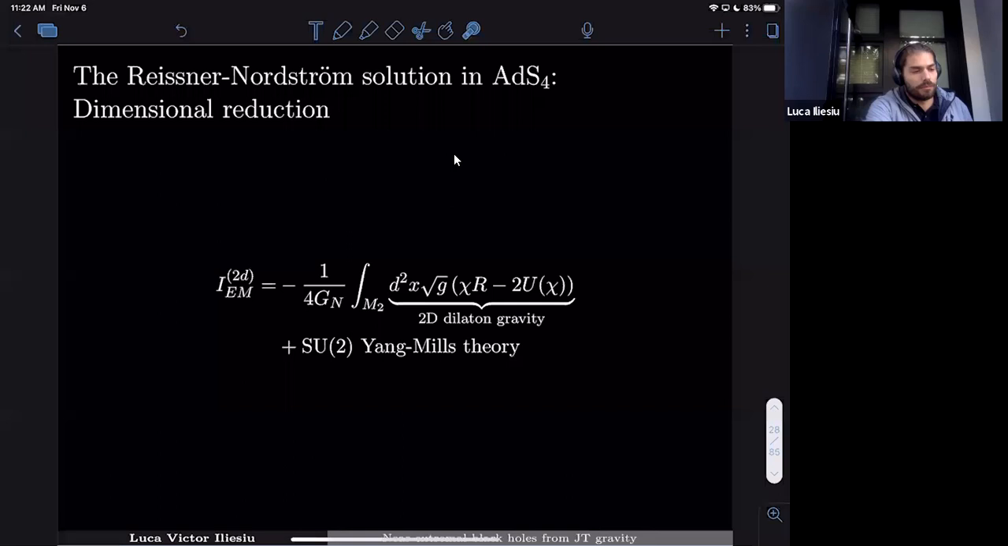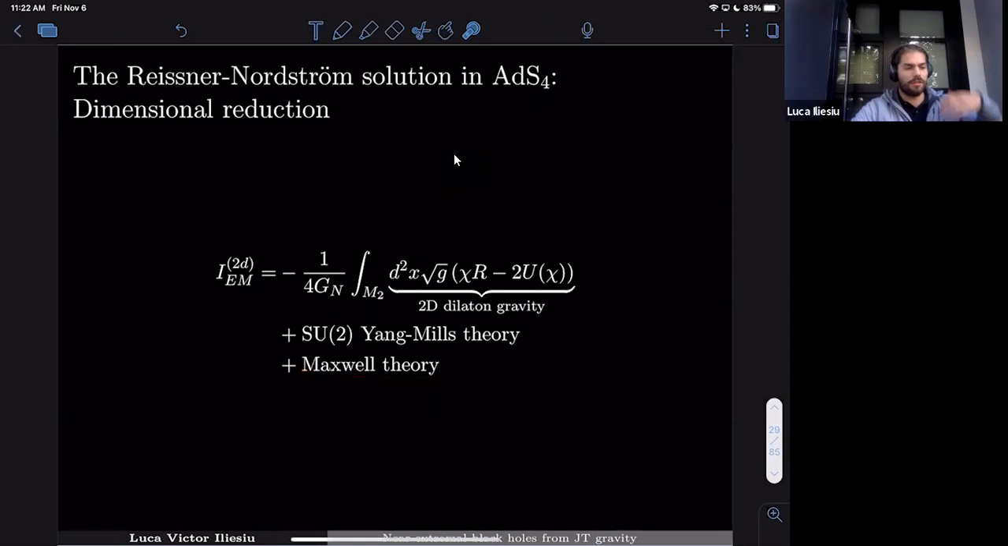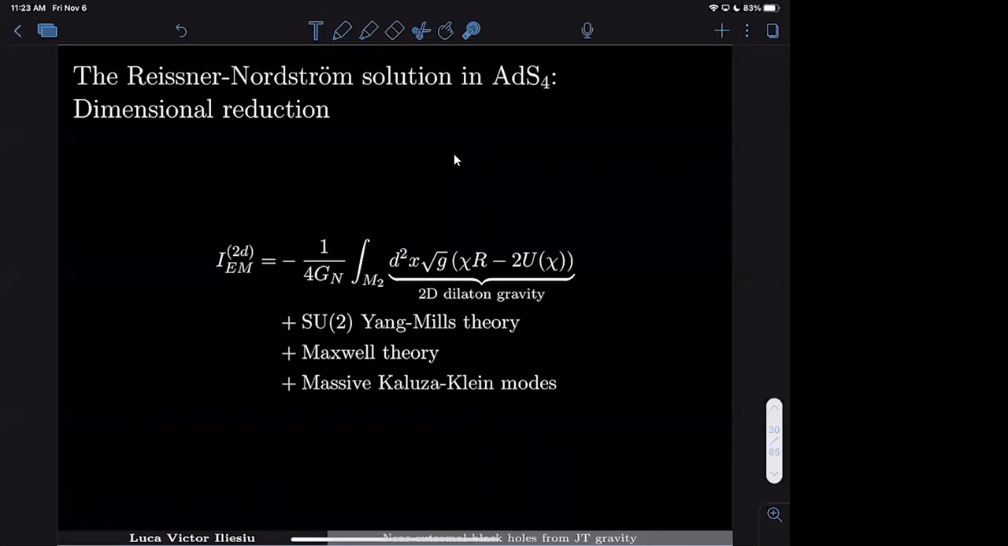The metric itself is another one. Then there's the SU2 gauge field. There's the U1 field coming from Maxwell theory from higher dimensions. And those are all the massless modes. I see. So this effective theory is valid below scales of order 1 over R. Yes, exactly.